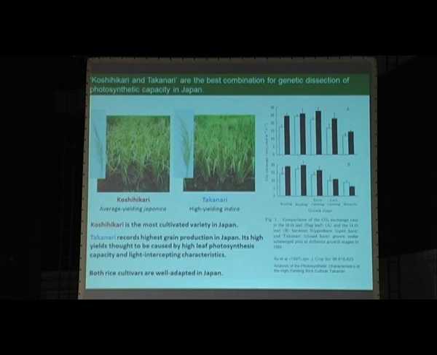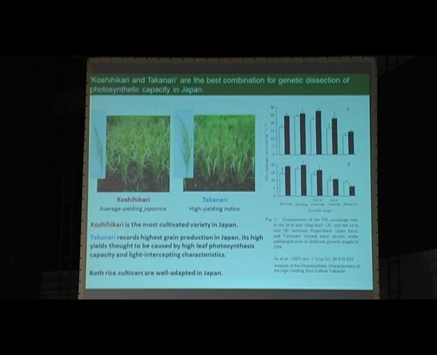Okay. First, I'd like to explain the plant materials examined. We chose two cultivars for the analysis: Koshihikari, the top variety in Japan, and Takanari, a high-yielding variety also cultivated in Japan. Takanari attains about 30% higher yield than Koshihikari on average by good performance of both leaf photosynthesis rate and light intercepting characteristics.